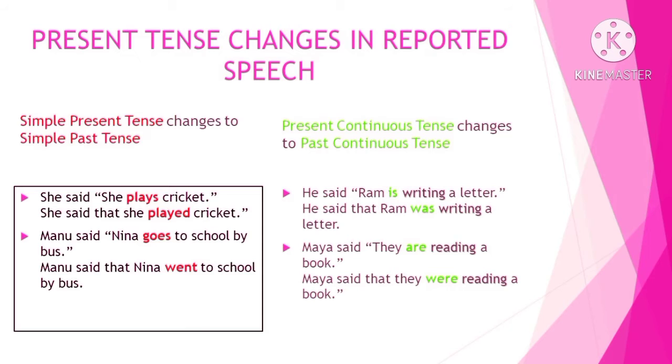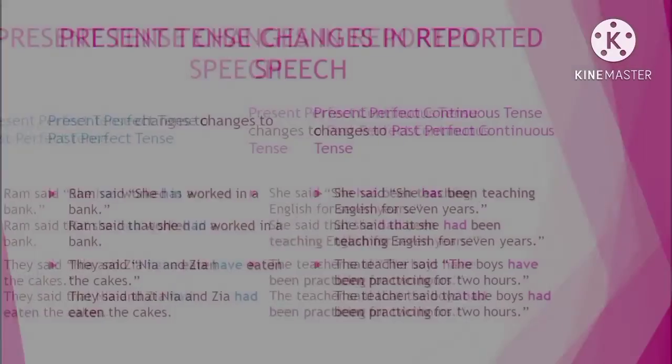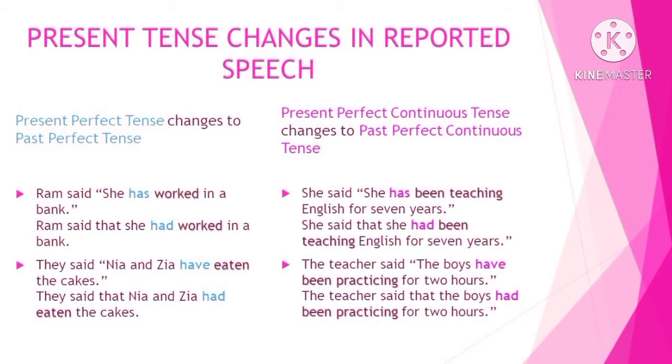Is it clear? Now let us look into how the present perfect tense is changing. So what is the form of the present perfect tense? Present perfect tense form is has or have plus V3 form, that is, the verb in the past participle form. So let us see how it changes. It changes into the past perfect form.